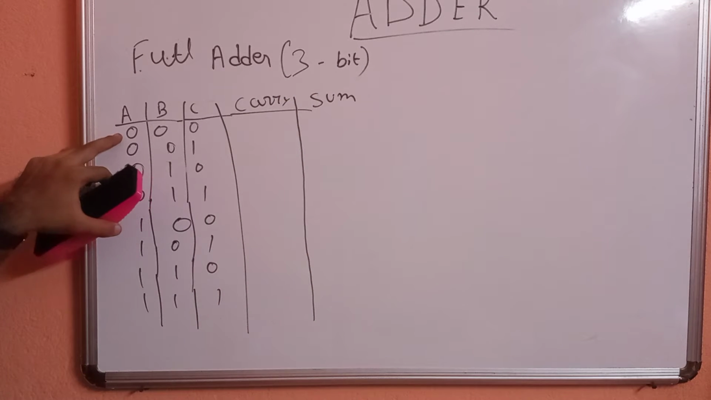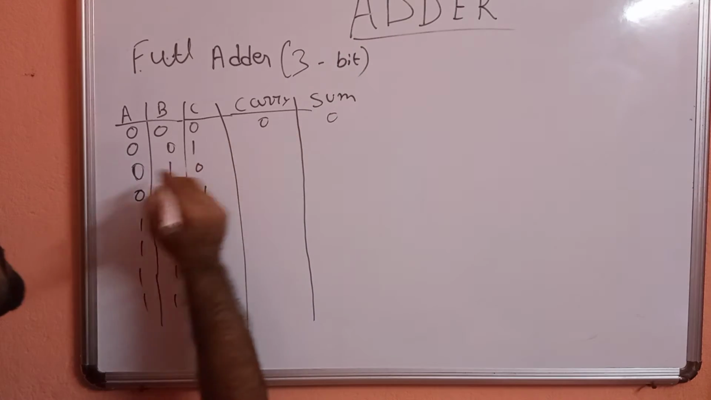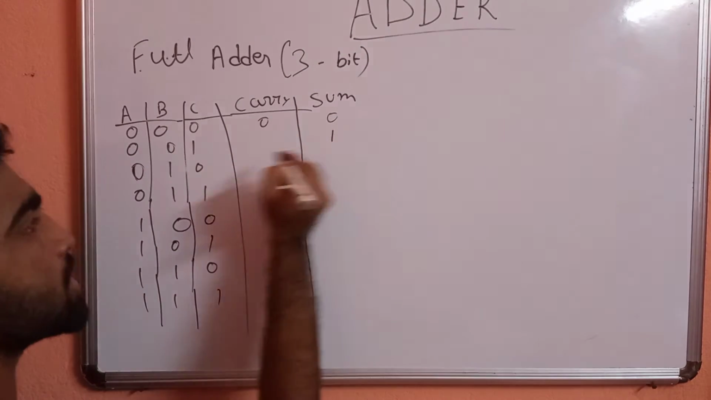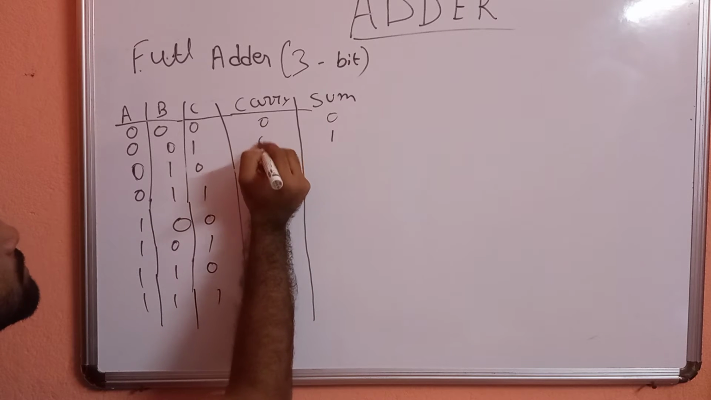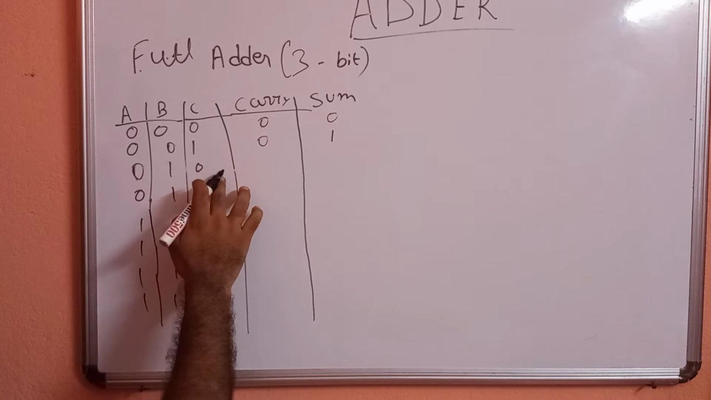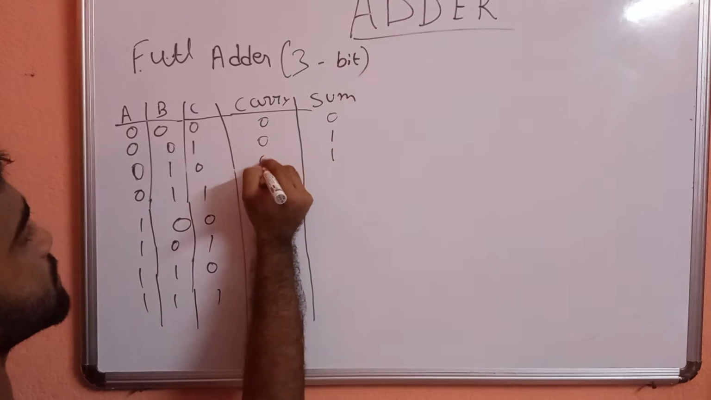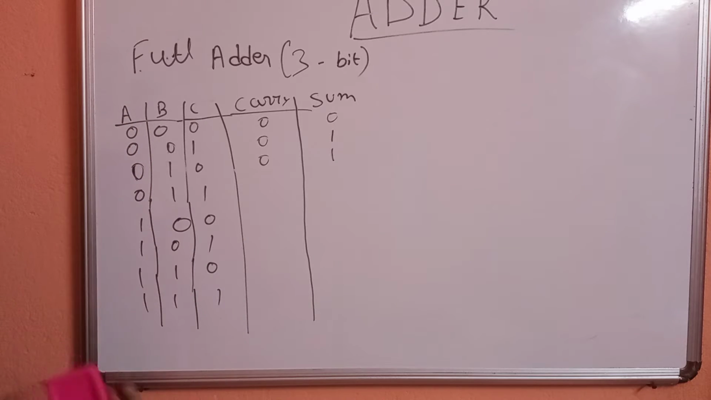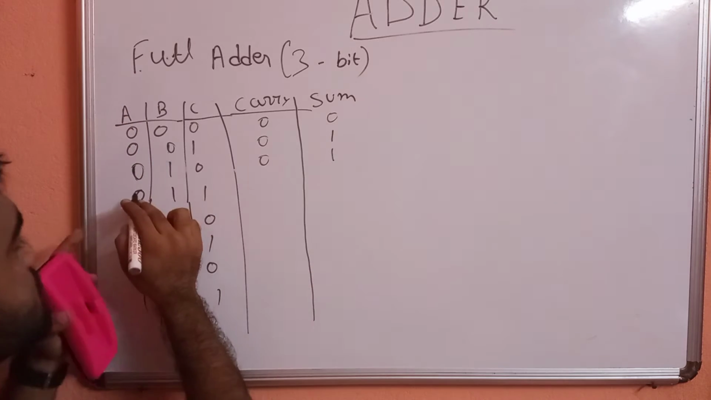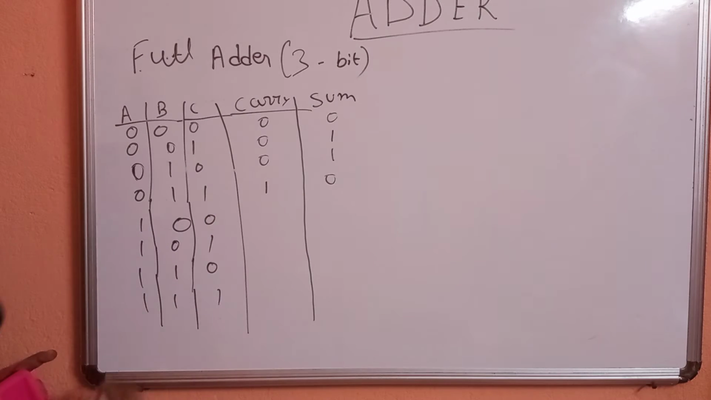Now see, 0, 0, 0, what will be the sum? 0, common sense. 0, 0, 1, what will be the sum? 1, I showed you earlier. 0 and 1, sum is 1. Now carry will be 0 here. 0, 1, 0, what will be the sum? 1, carry 0. 0, 1, 1, forget the A part. 1 and 1 is what? 1, 0, sum is 0, nothing else will matter. So sum will be 0, carry will be 1.